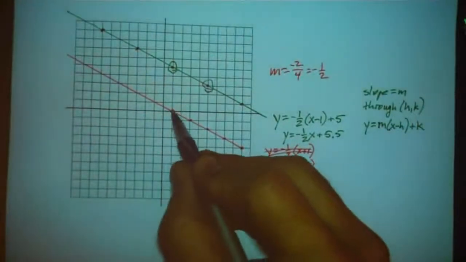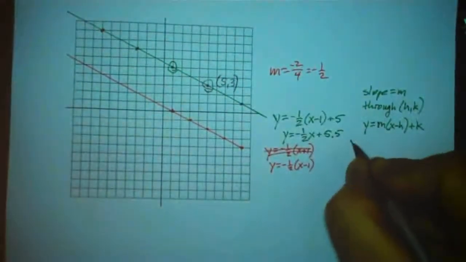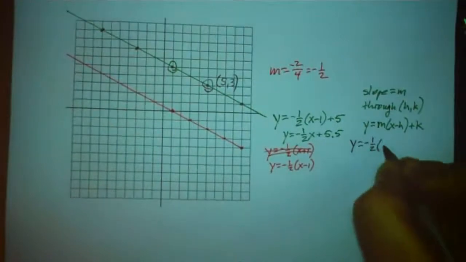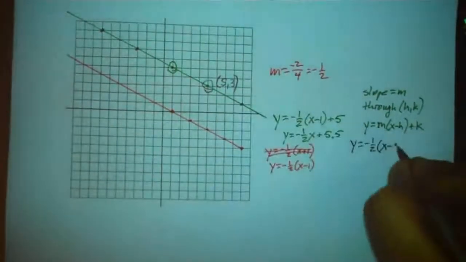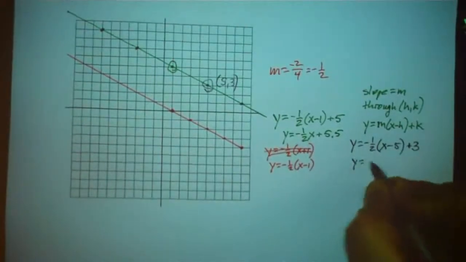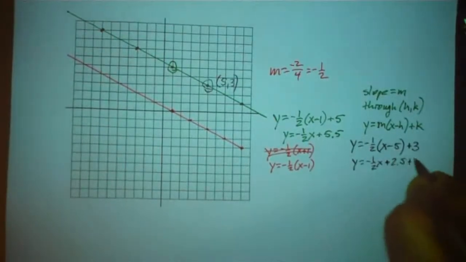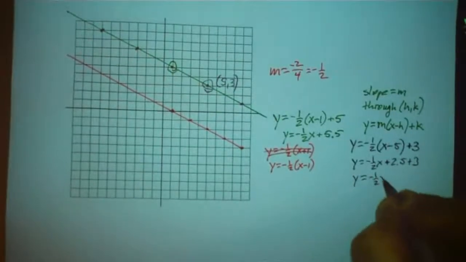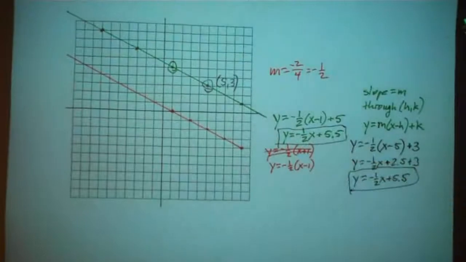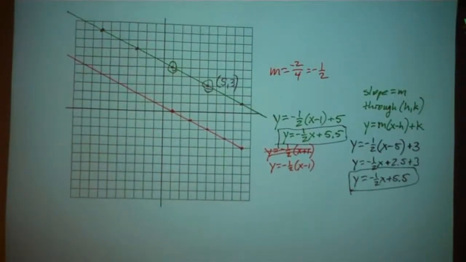Okay? This point right here is 1, 2, 3, 4, 5, 1, 2, 3. This is the point 5, 3. So let's say I had said this is y equals, the slope was negative 1 half, negative 1 half times x minus 5 plus 3. Well, once I distribute the negative 1 half, that's going to be y equals negative 1 half x. Negative 1 half times negative 5 is plus 2.5 plus 3, and I get y equals negative 1 half x plus 5.5, just like that one. So it doesn't matter what point I use with my point slope form, I'm still going to get the exact same equation of the line.